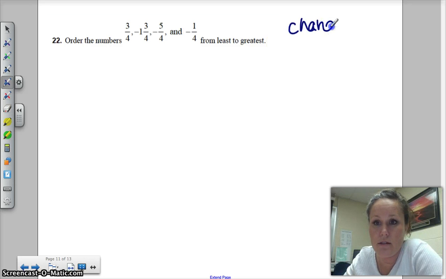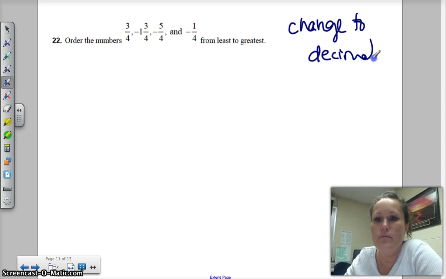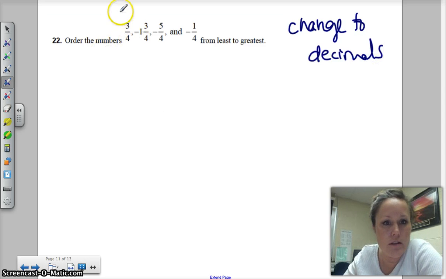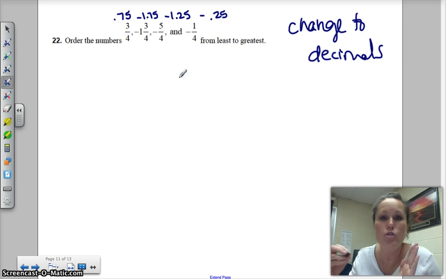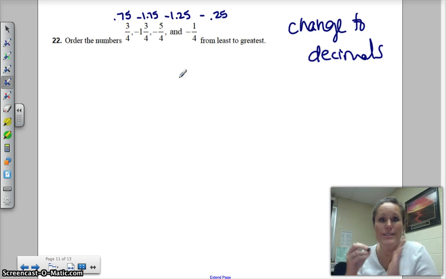There we go. Okay. Order the numbers from least to greatest. Change to decimals, and then order them. Okay, so 3/4 is 0.75. This is -1.75. This is -1.25, and this is -0.25.